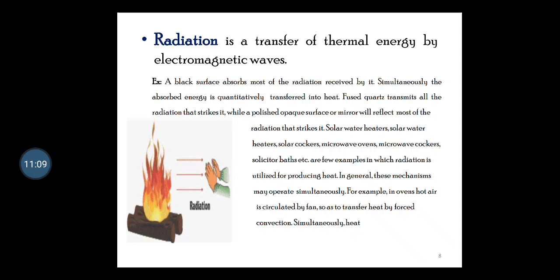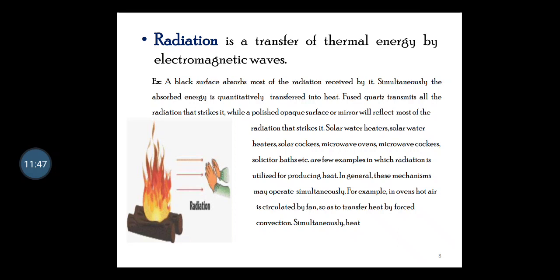A very good example of radiation is black body radiation, which occurs by absorbing all energy incident upon it. At the same time, the absorbed energy is quantitatively transferred into heat. Another example of radiation is fused quartz, which transmits all the radiation striking it, while a polished opaque surface, that is your mirror, has a tendency to reflect most of the radiation falling on its surface. So these are a few examples you can cite as far as the radiation process is concerned.